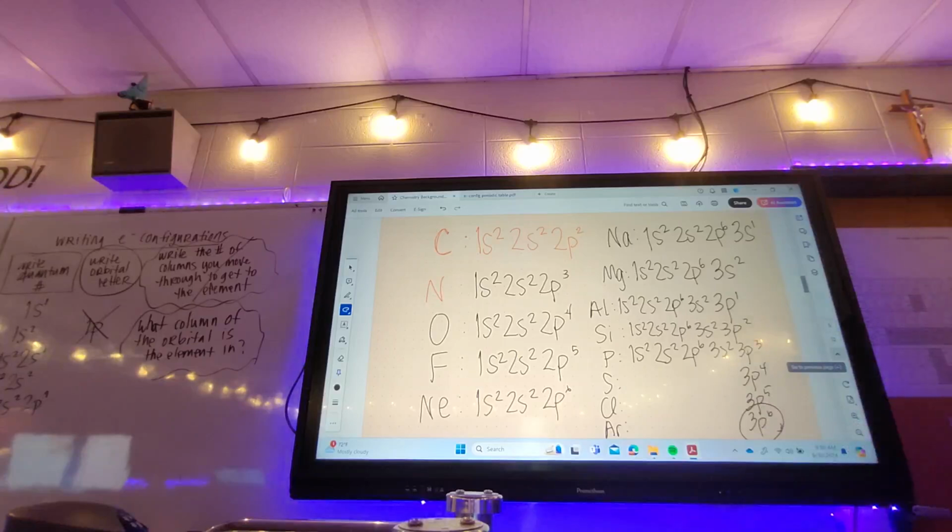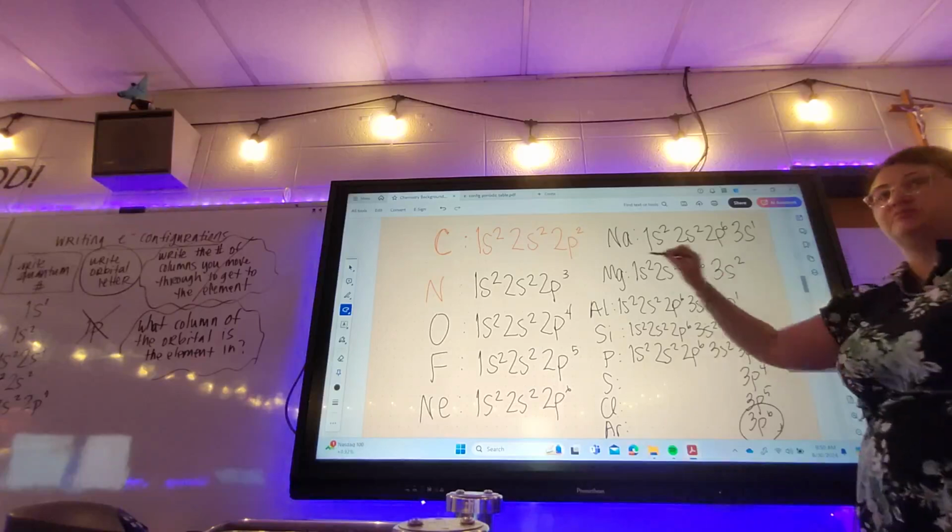All right, so I'm going to show you now the way to write the condensed electron configuration. That means that you don't have to write all of the previous stuff.